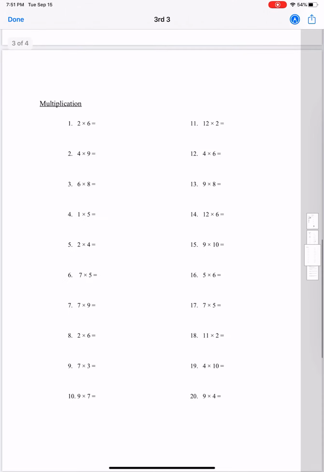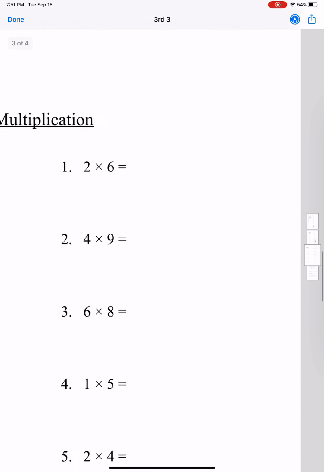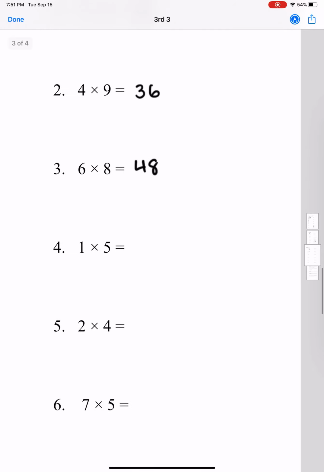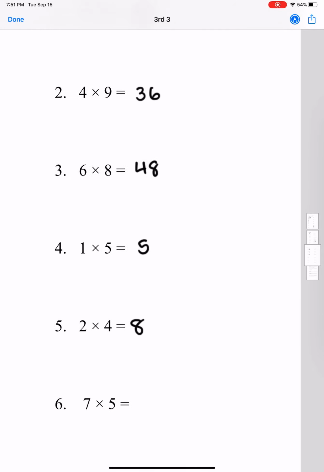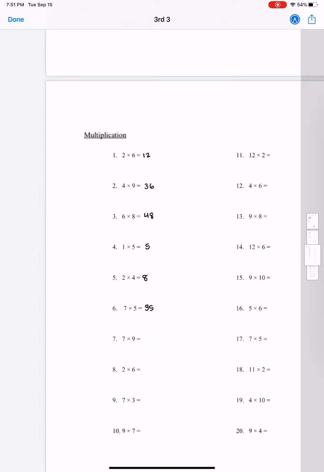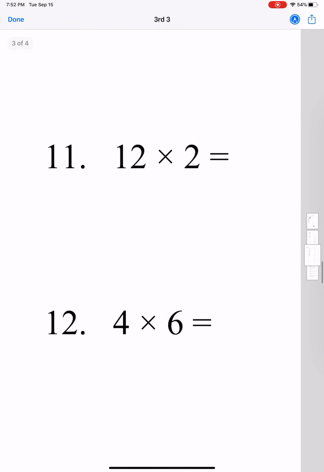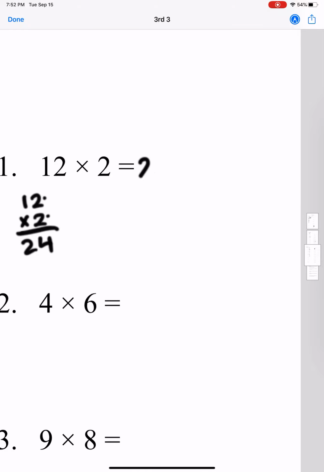Okay, now the third worksheet is multiplication. I'll just go over a few of these problems. 6 times 2 is 12, 9 times 4 is 36, 6 times 8 is 48, 5 times 1 is 5, 4 times 2 is 8, 5 times 7 is 35, and you should know your multiplication tables. For these 2-digit numbers, if you don't know how to do them, you can just do long multiplication, so write them like this, and then they would become smaller numbers. So 2 times 2 is 4, and 1 times 2 is 2, so the answer to number 11 would be 24.